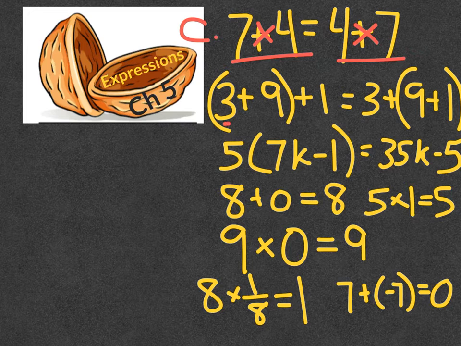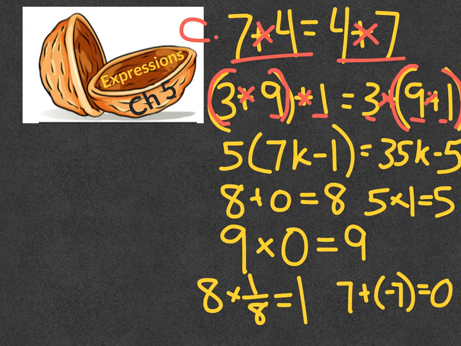This one, the order doesn't change. It's 3, 9, 1, 3, 9, 1. But what changes is the grouping. The numbers associated with each other were 3 and 9, and now it's 9 and 1. So in order of operations, we do the grouping symbol first, but if it's all addition, it doesn't matter. Also, if it were all multiplication, it would not matter. These two work, commutative and associative, for addition and multiplication.